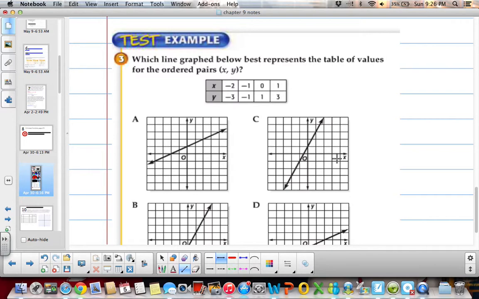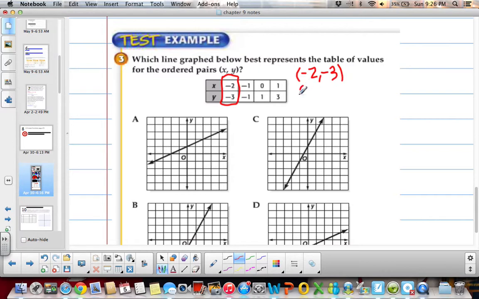Which line graphed below best represents the table of values for the ordered pairs x, y? So we're given a table and our pairs are lined up just a little bit differently now. So we have our x's horizontally along the top and then y's horizontally along the bottom. So one of our points is actually these numbers right here. So instead of looking from left to right, we're going top to bottom. So one of our points then is negative 2, negative 3.